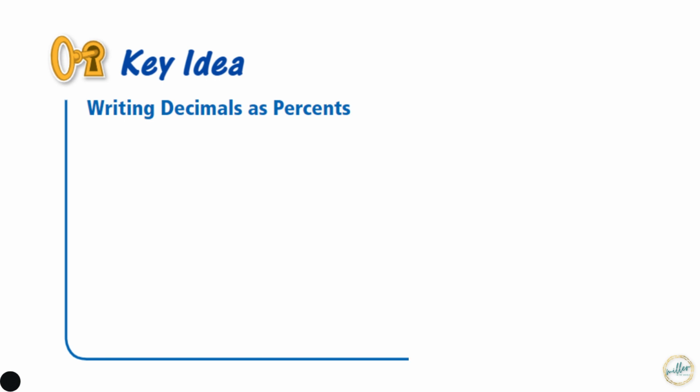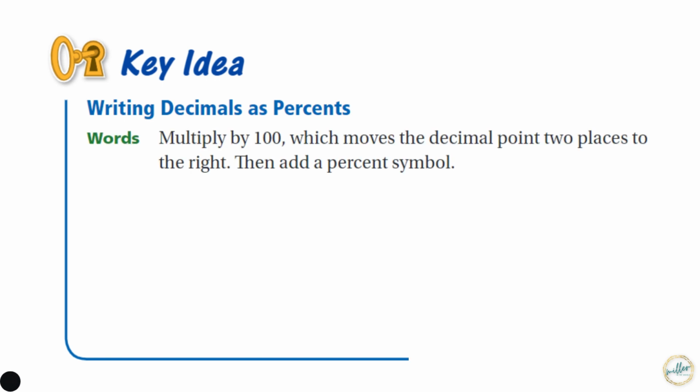Here's our next key idea, writing decimals as percents. So now we're going the other way. In words, you multiply by 100, which moves the decimal point 2 places to the right. Then add the percent symbol.